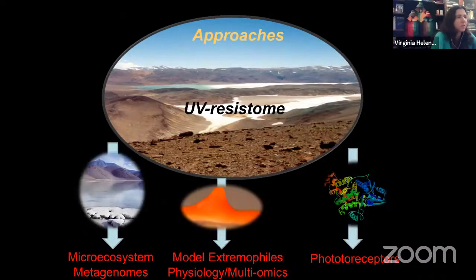How do we study this UV resistance? We have different approaches. We can study the molecular system directly from the DNA we take from the sample in the field, or we can isolate some model extremophiles and start doing physiological experiments or a multi-omics approach. And finally, this is the line I have been working in for the last 8 years, which is studying in particular the photoreceptors, the ones that can detect light, and the ones that can repair DNA, which are the photolyases or cryptochromes.